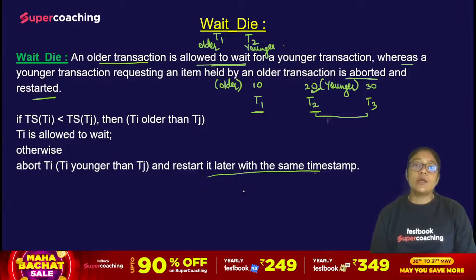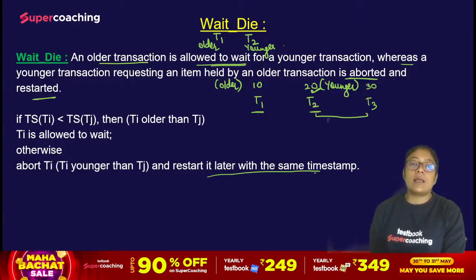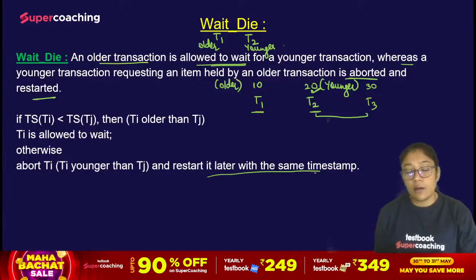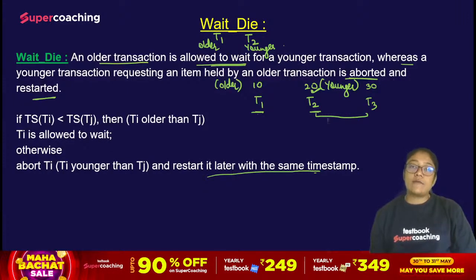Because if the timestamp value also changes, then we cannot take the guarantee, because it may happen that the timestamp value assigned later is greater, so every time that transaction remains the younger one. So that's why here we are saying that it is going to restart later with the same timestamp value. Moreover, the transaction has already entered the system, so the timestamp value is already assigned, so it won't be changing. Here is the summary.